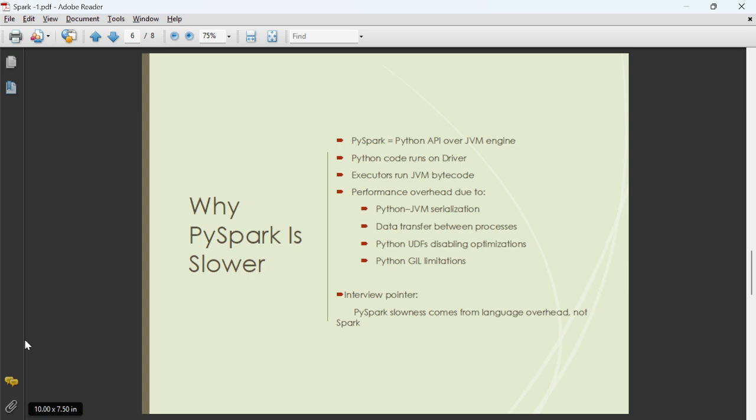Python UDFs are especially expensive because they break Spark's optimization pipeline. So the key takeaway is this: Spark is fast, PySpark is slower because of Python-JVM communication, not because Spark is inefficient.